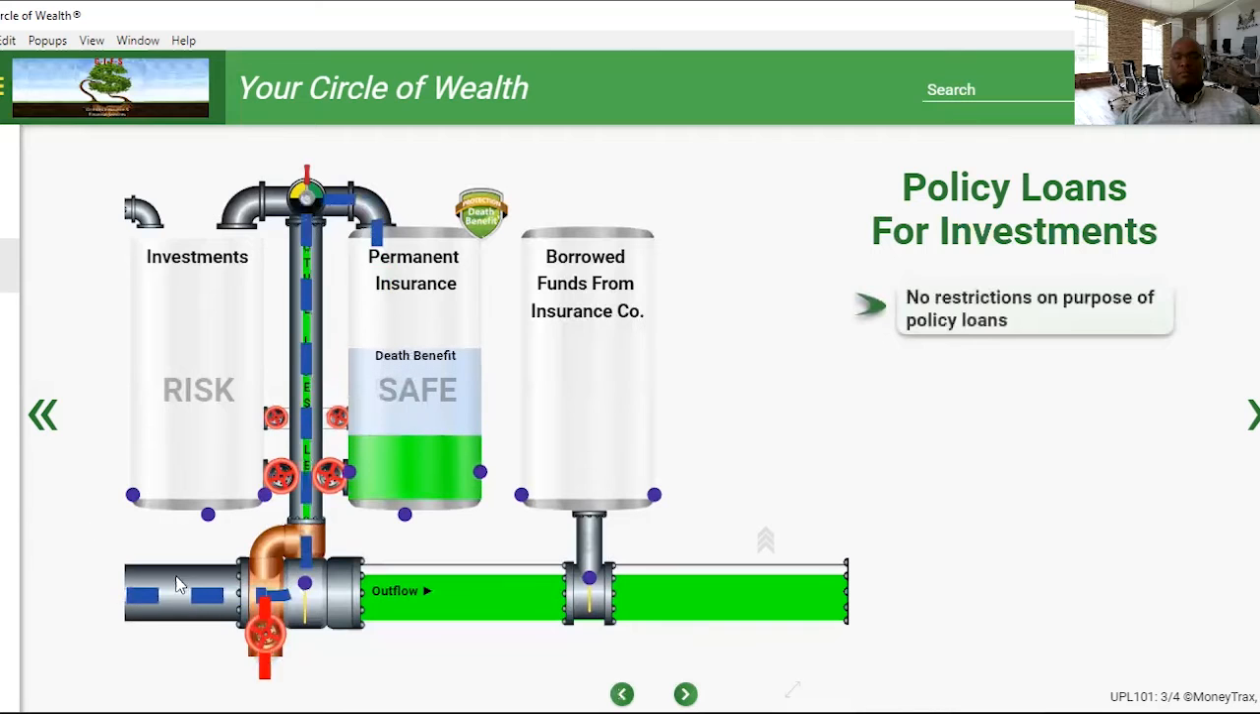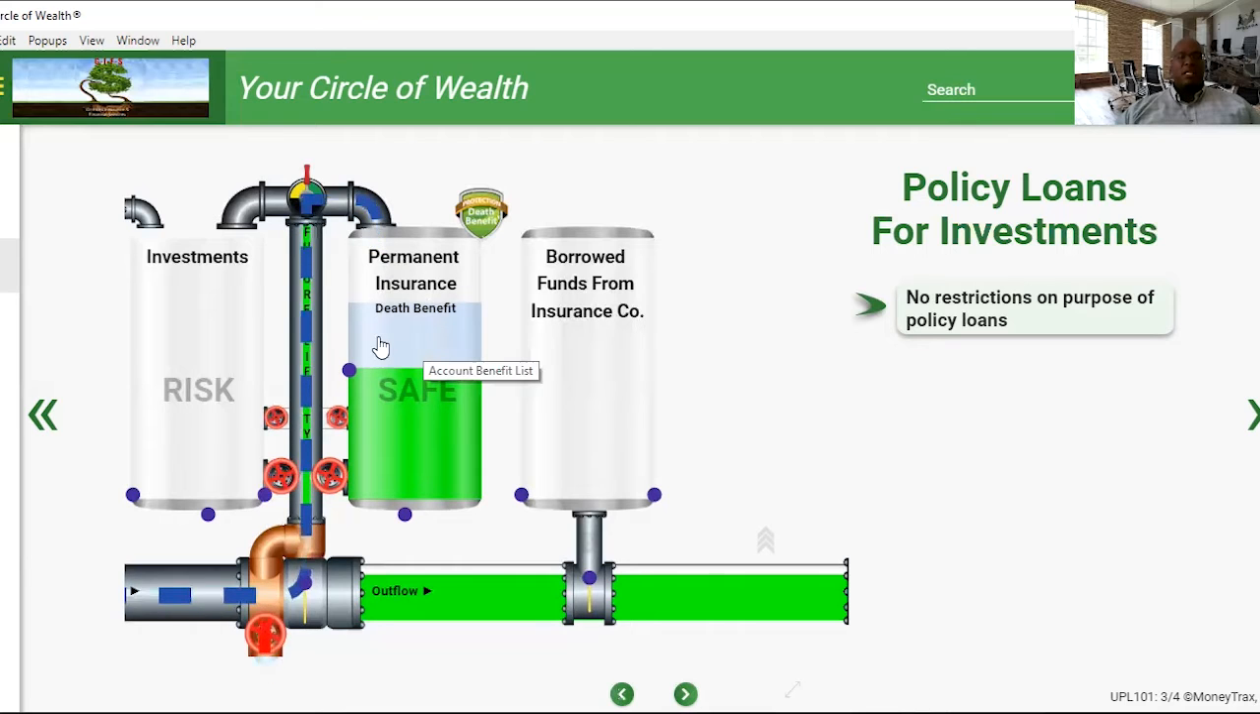So again, we put money away towards our future. We build up that tank where we've got some cash there, a good amount of cash build up. We've also got a death benefit. So we've got our safe tank with permanent insurance. Now we want to do some investing. Now, let me go a sidebar here.